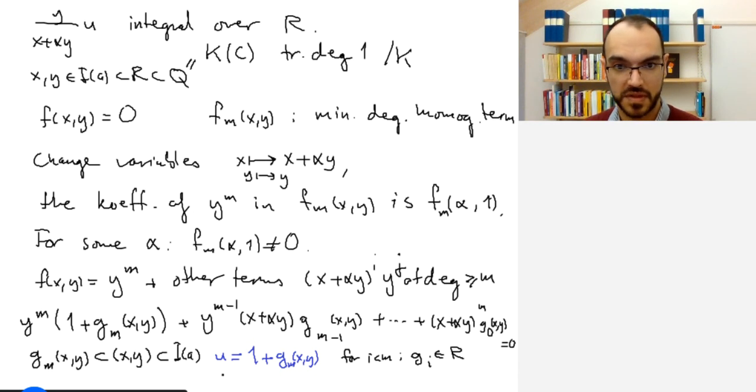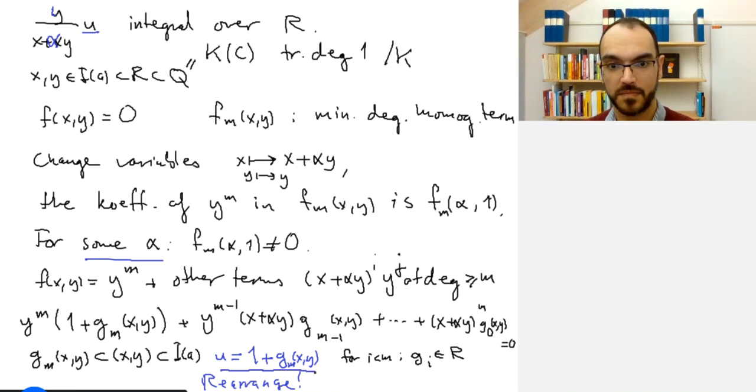And so this means that I get here y to the power m times u plus y to the power m minus 1 times this x plus alpha y times something, and so on. By dividing through by x plus alpha y to the power m and multiplying as needed by enough powers of u, so rearrange. Then I get that y divided by x plus alpha y, for this choice of alpha, times u, for this u, is integral over R. I get a monic polynomial relation for this element.